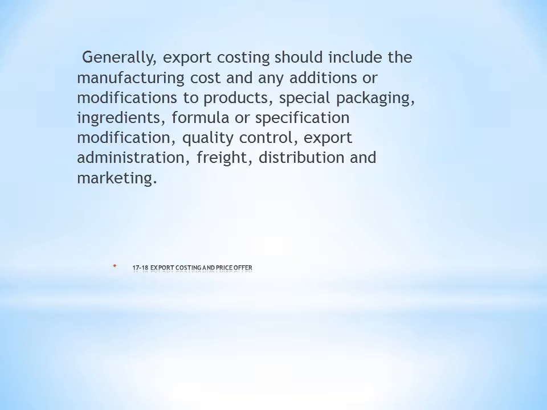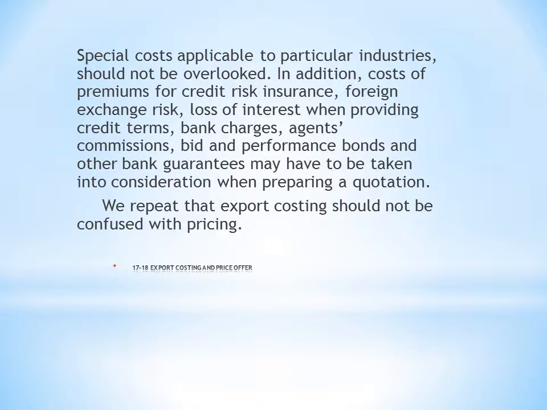Generally, export costings should include the manufacturing cost and any addition or modification to products, special packaging, ingredients, formula or specification modification, quality control, export administration, freight, distribution and marketing. Special costs applicable to particular industries should not be overlooked. In addition, cost of premiums for credit risk insurance, foreign exchange risk, loss of interest when providing credit terms, bank charges, agents' commissions, bid and performance bond, and other bank guarantees may have to be taken into consideration when preparing a quotation. We repeat that export costing should not be confused with pricing.